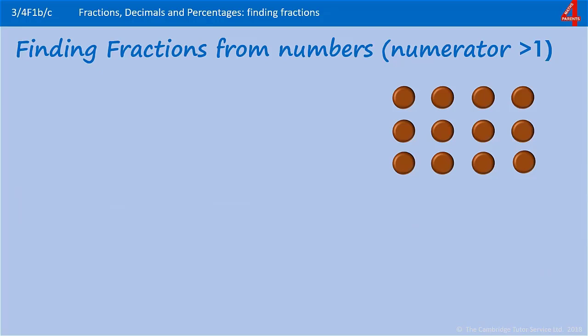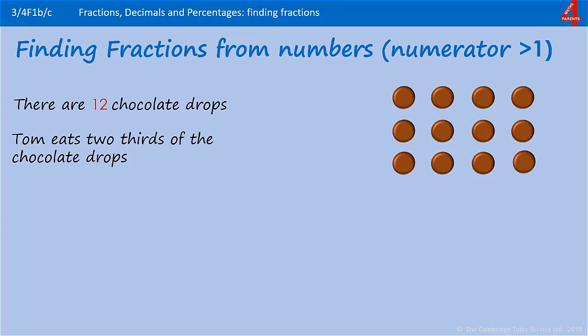There's another way of working these out which a lot of children find quicker once they understand the concept. So going back to thirds, there are 12 chocolate drops. Tom eats 2/3 of the chocolate drops. How many chocolate drops does he eat?